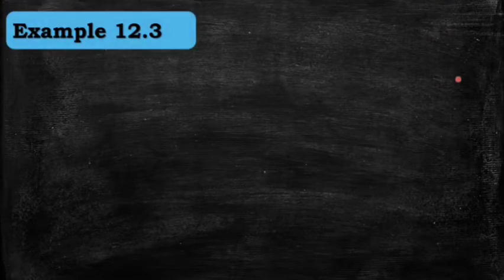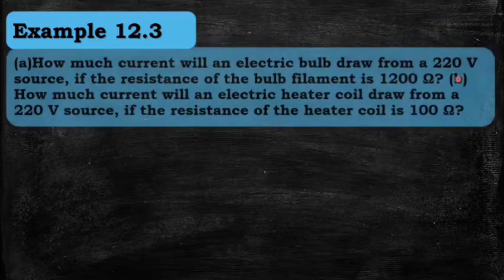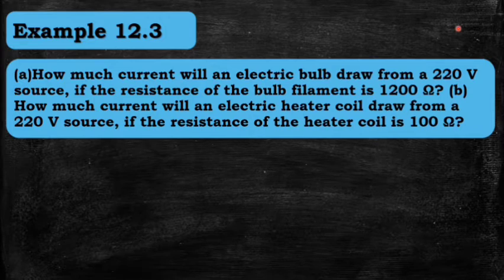Let us solve example 12.3. How much current will an electric bulb draw from a 220 volt source if the resistance of the bulb filament is 1200 ohm? And B, how much current will an electric heater coil draw from a 220 volt source? The resistance of the heater coil is 100 ohm.